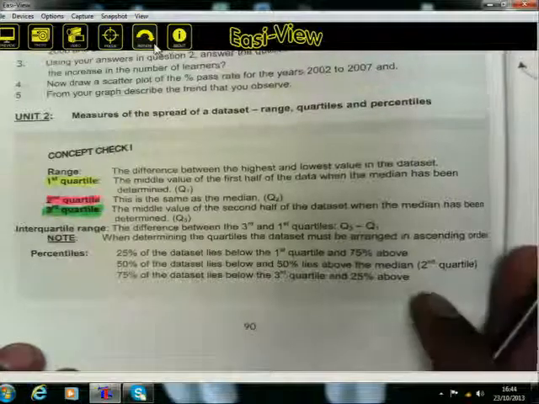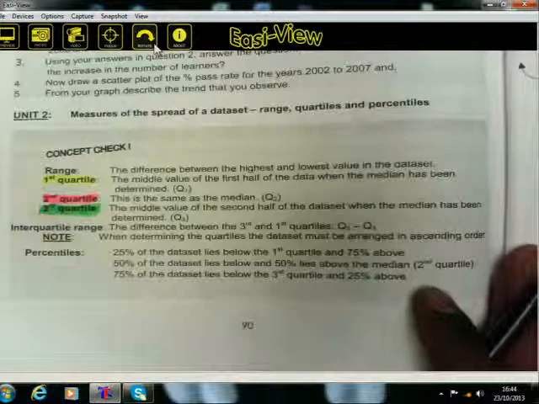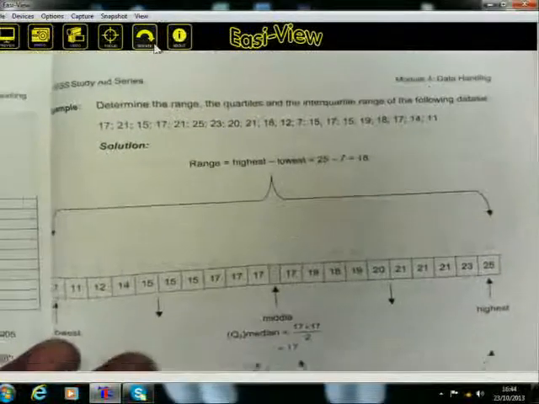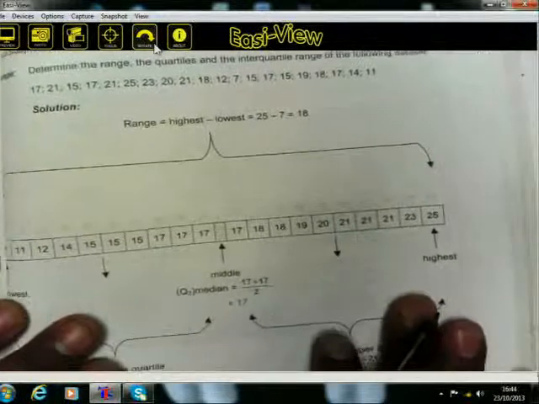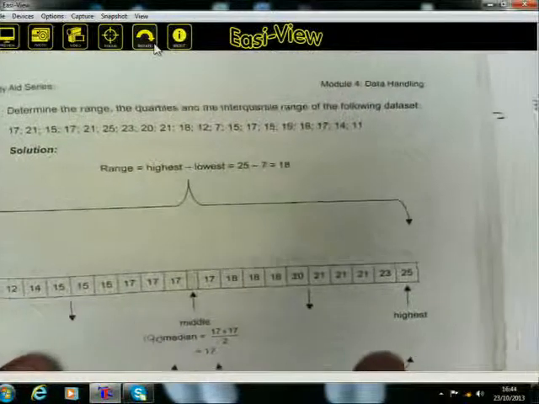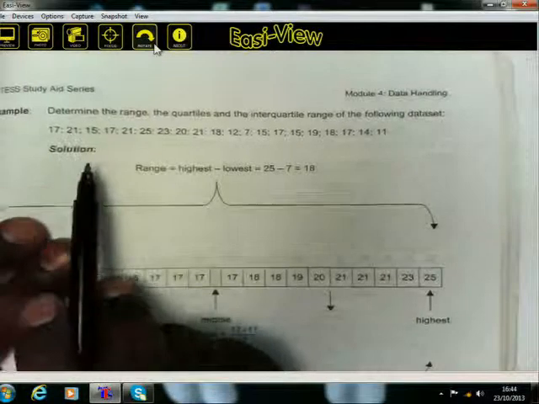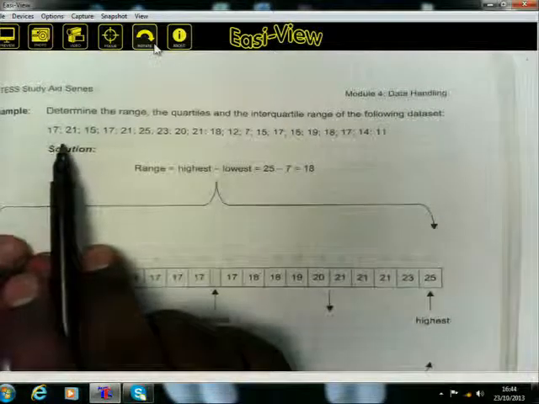Now let's see this on numbers. We are busy talking about them. Let's check them on numbers. Okay, now we can check it. Here are the numbers that we are given.